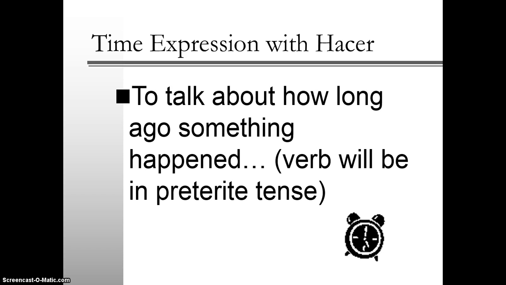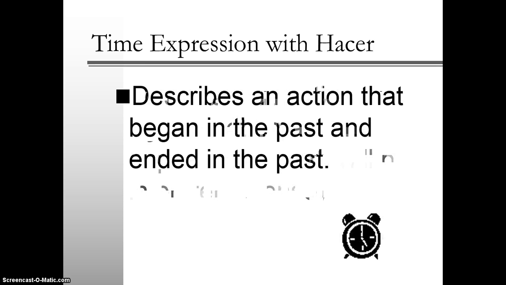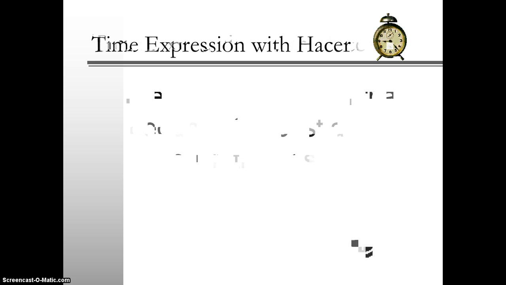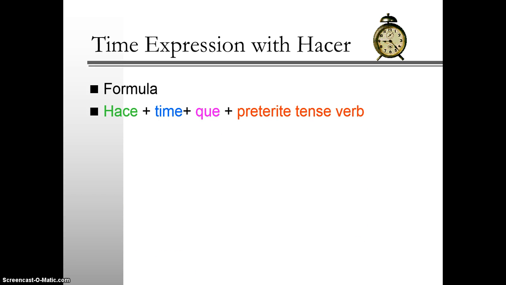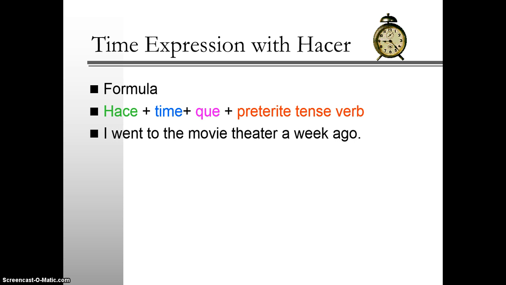So, we can also use this idea of a time expression with hacer to talk about how long ago something happened. Our verb's going to be in the preterite tense. It's going to be describing an action that began in the past and ended in the past. We have a formula for this as well. Hace plus time plus que plus a verb in the preterite tense. I went to the movie theater a week ago. Hace una semana que fui al cine.